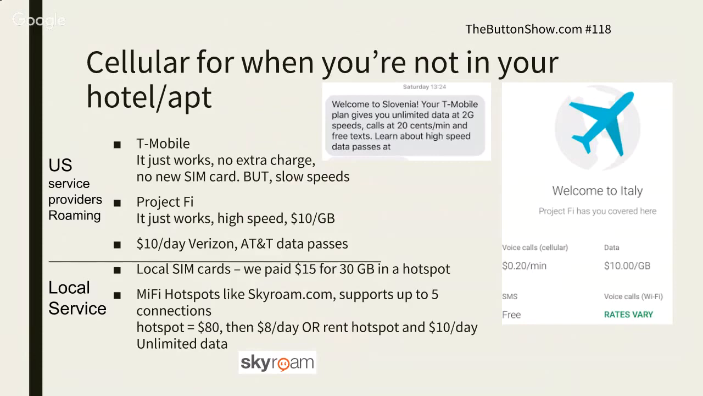Notice here's the little message where it says, "Welcome to Slovenia." That's what I would get on my iPhone, which is T-Mobile. It gives you unlimited data, but at 2G speeds. Wow, it was pretty slow. But I could do text messages. I could do a little bit of web browsing. That was fine. But I could not upload my pictures with that slow speed, but it's free. I mean, it's no extra charge. It's included. Roaming in Europe is included with T-Mobile plans.